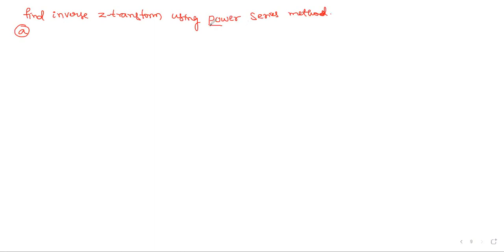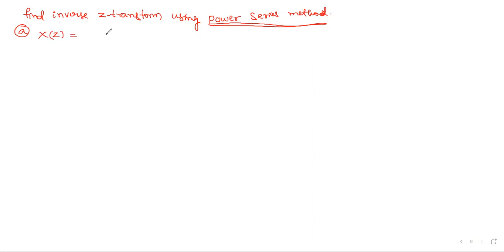So definitely if they give this one, you use this method. If they are not given, it depends on the question. If they give the roots, it is better to go for partial fraction. If they are not given the roots, it is better to go for power series method. So this numerical is also very easy.